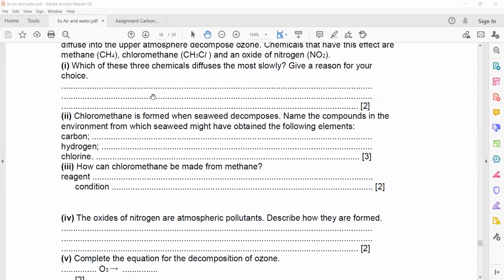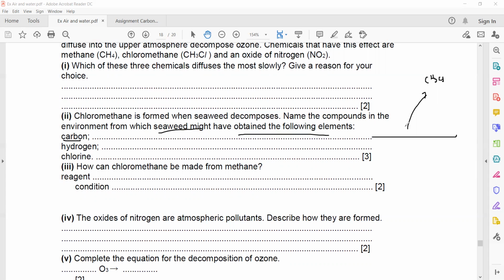Then chloromethane is formed when seaweeds decompose. Name the compound in the environment from which the seaweed might obtain each element. Basically, seaweeds are growing on the surface of the water. So the question is, when this seaweed decomposes, it releases chloromethane, CH3Cl. Name the compound in the environment from which the seaweed might take the following element.